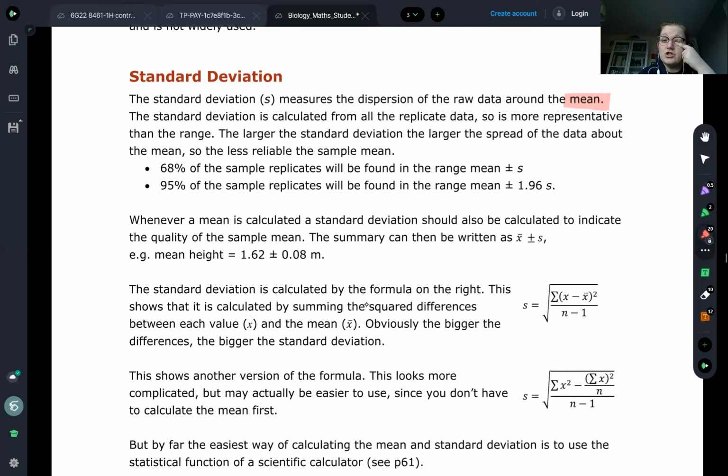So the larger your standard deviation, the larger the spread of data, and we would often say that is less reliable. The smaller the spread, the more reliable. So for example, 68% of the sample replicates will be found in the range of the mean plus or minus one standard deviation, and 95% of sample replicates will be found in the range of the mean plus or minus 1.96 standard deviations.